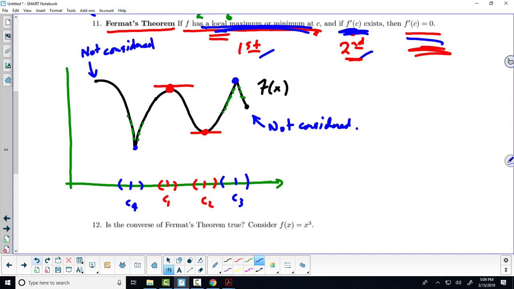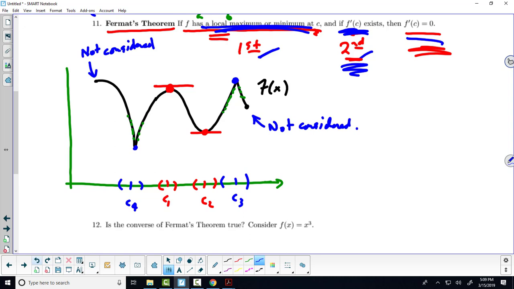At C3, I meet the first of the two conditions for Fermat's theorem. I've got a local maximum or minimum. In this case, it's a local maximum. Okay. The second condition, though, says the derivative must exist. But what do we know there? Well, there I've tried to draw, I hope it looks like a corner. If it looks like a cusp to you, that's okay. It'll still work. But it's supposed to be a corner.